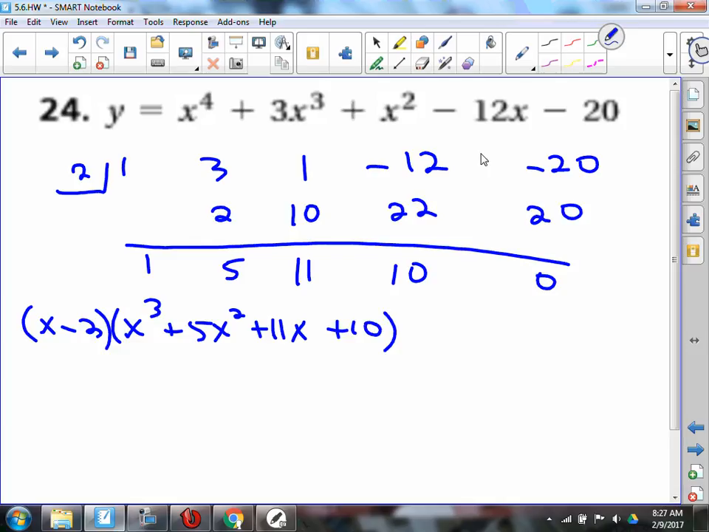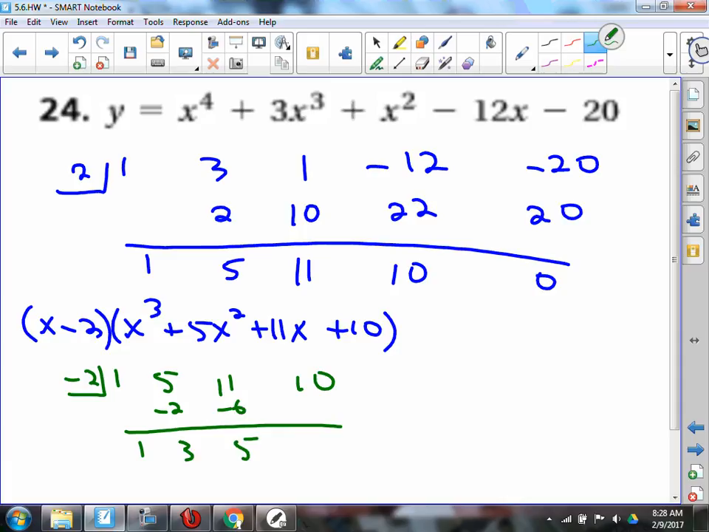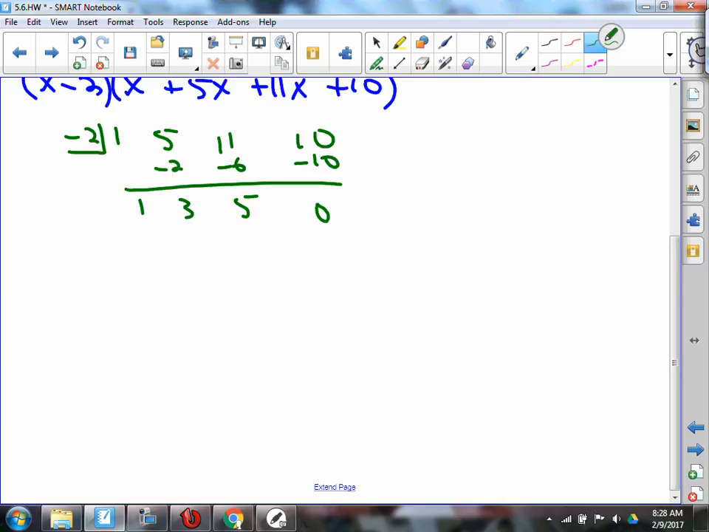I'm going to jump right to negative 2 because I know negative 2 works. 1, 5, 11, 10. Here we go. 1, negative 2, 3, negative 6, 5, negative 10, 0. So I know two of my answers: negative 2 and 2. We know there's 4. Did anybody come up with the other two? What do you got?